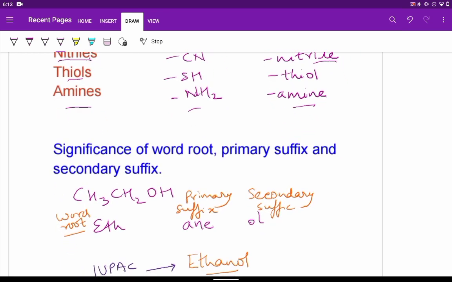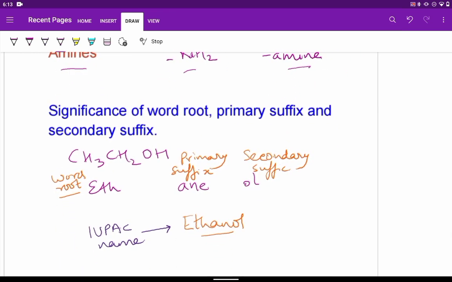Now with an example, we can see the significance of the word root, primary suffix and secondary suffix. We see this formula, CH3CH2OH. There are two carbon atoms, so the word root will be eth, and all are single bonds here, so the primary suffix will be ane. Since there is a functional group OH, the secondary suffix will be OL, for alcohol. So the IUPAC name will be ethanol.